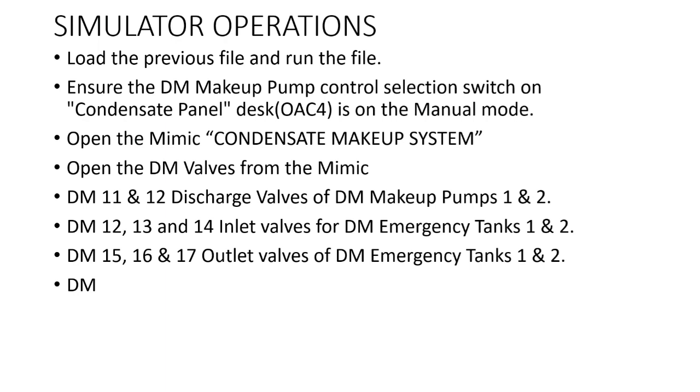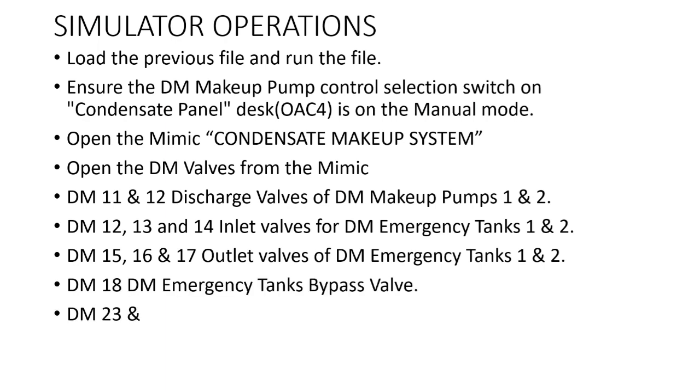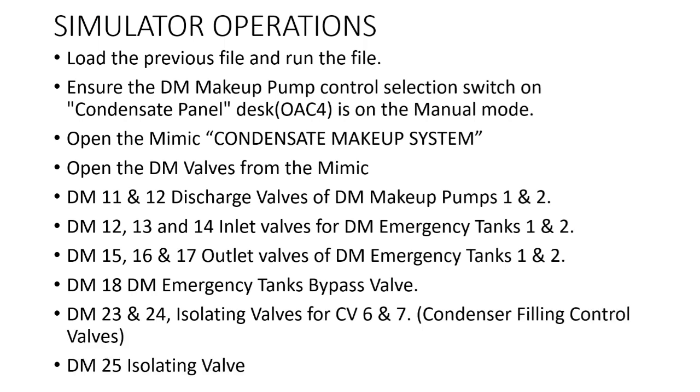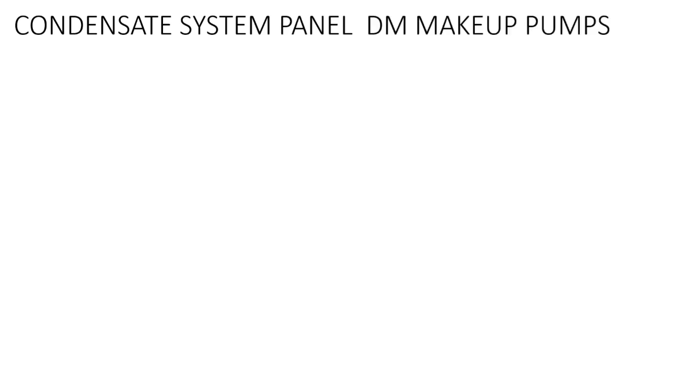DM 11 and 12, these are the discharge valves of the DM makeup pumps. DM 12, 13 and 14 are the inlet valves for the emergency tanks. 15, 16 and 17, these are the outlet valves of the emergency tanks. DM 18 is the emergency tank bypass valve. Isolating valves are CV6 and CV7 for condenser filling.